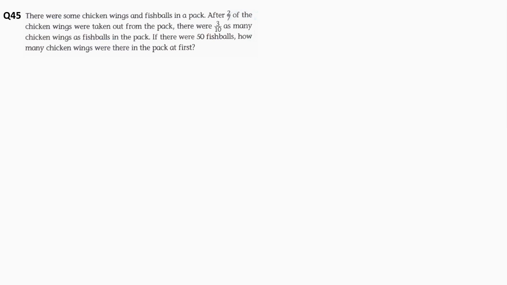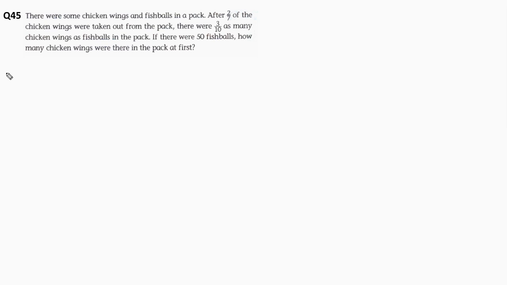So there were chicken wings and fish balls in a pack. After 2/7 of the chicken wings were taken out from the pack, there were 3/10 as many chicken wings as fish balls in the pack. If there were 50 fish balls, how many chicken wings were there in the pack at first?